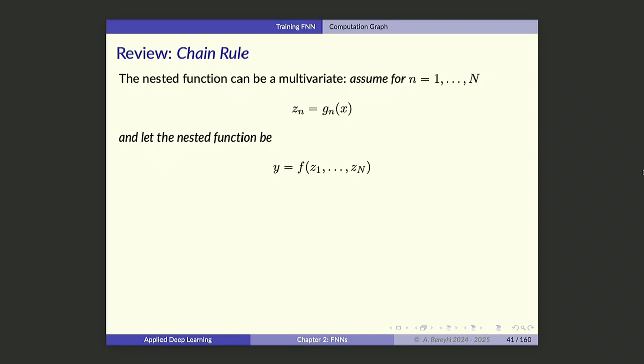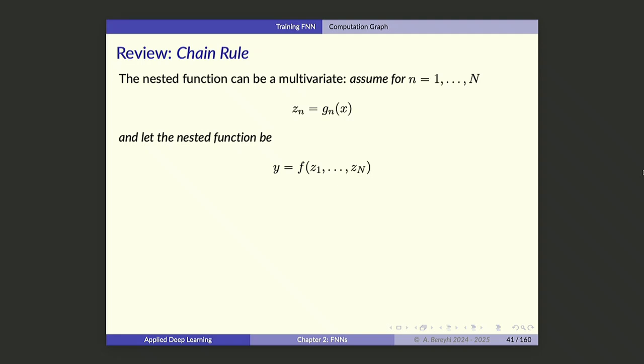But if you want to extend it to the neural network, which is a very massive function, then we really need to extend it to multivariate functions. So this is a multivariate form of the chain rule. Say you have only one variable x, and that x is passed through the first function g1, giving you z1, and through the second function g2, giving you z2, and so on till zn. So you have n different functions operating on the same variable x, giving you n different outputs.